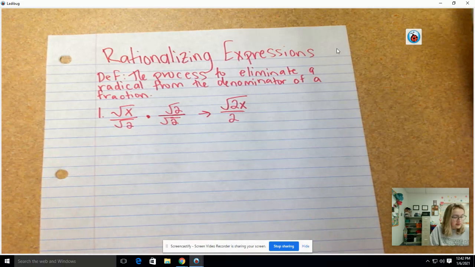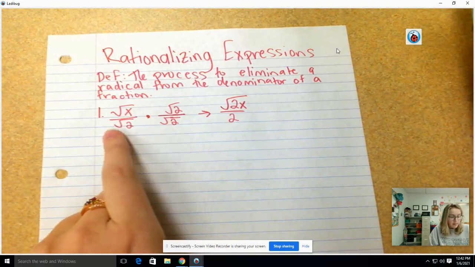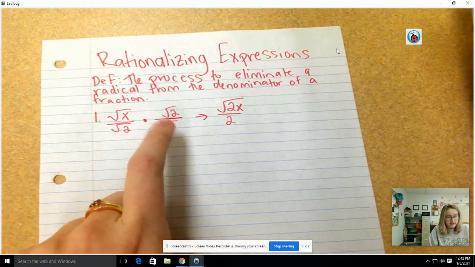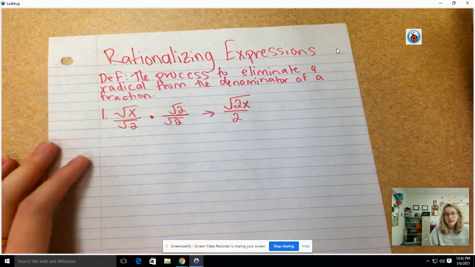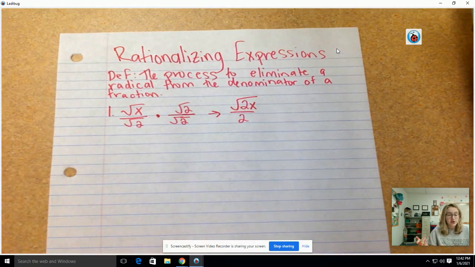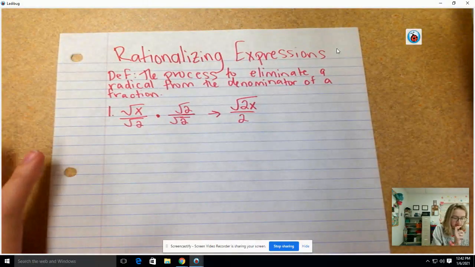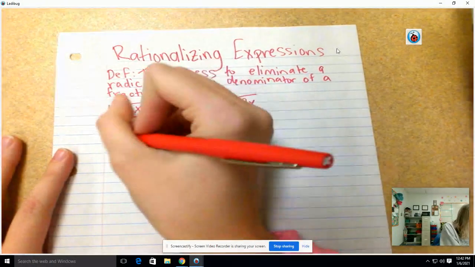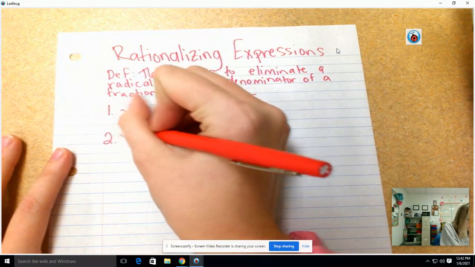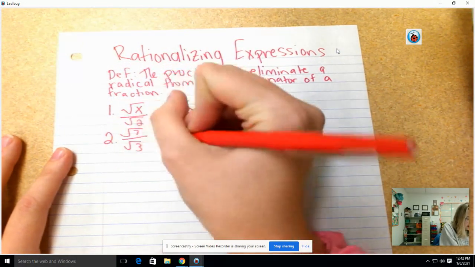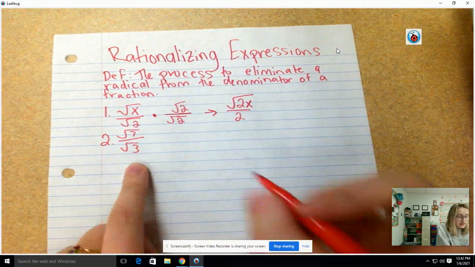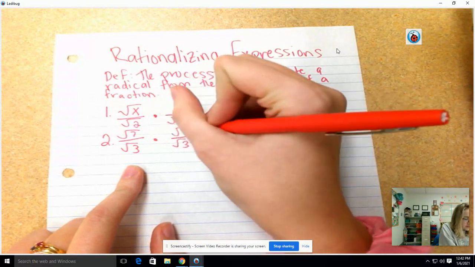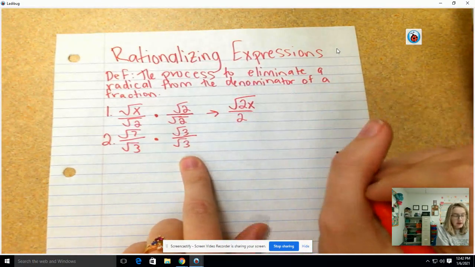So your process is going to be to multiply your original fraction by the denominator on both the top and the bottom. This is a process called rationalization. So along those same lines, if we have example 2, we have radical 7 over radical 3. Radical 3 is my denominator, so that's how I'm going to make my new fraction to multiply by, just a fancy form of 1.